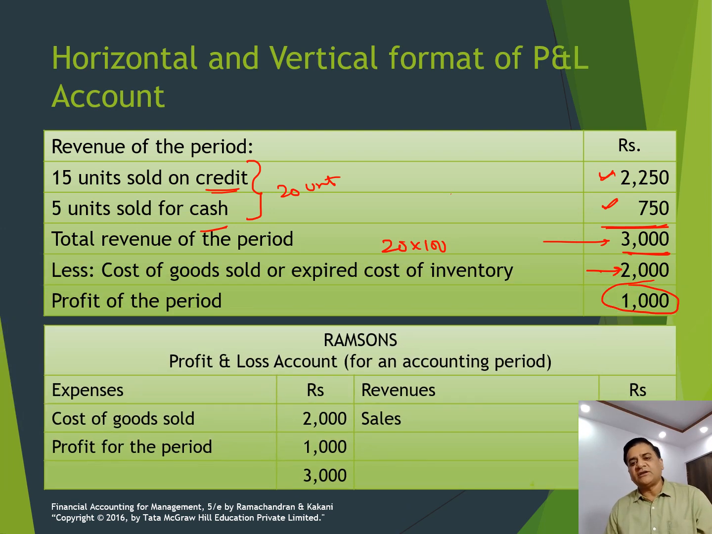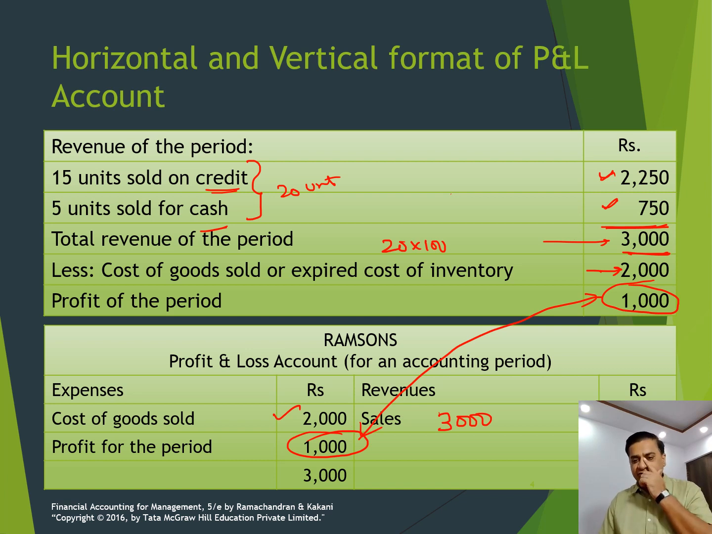Looking at the horizontal format, we need to write the expenses on one side and revenue on the other. My sale for the period was 3000. Let me write it here, 3000 rupees. And out of this, my cost of goods sold was 2000. So what I saved was 1000 rupees, or my profit is 1000. If you look at the profit under both methods, profit would be the same. Only the way of presentation changes.